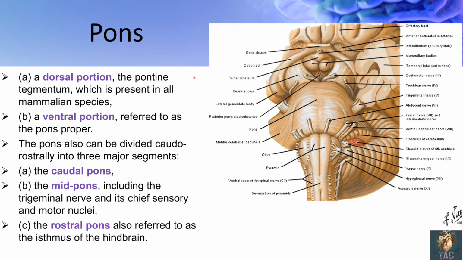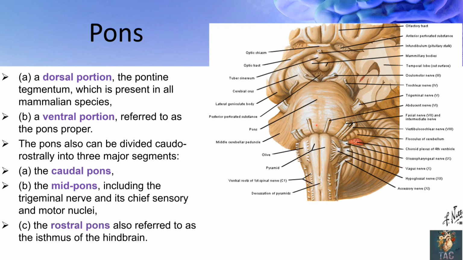So the pons can be studied in two ways, that is its dorsal portion and its ventral portion. The large ventral or anterior portion is called the pons proper, and the dorsal portion is also called the tegmentum. The ventral portion or pons proper is well developed in human beings and in mammals, but the tegmentum is present in all mammals.